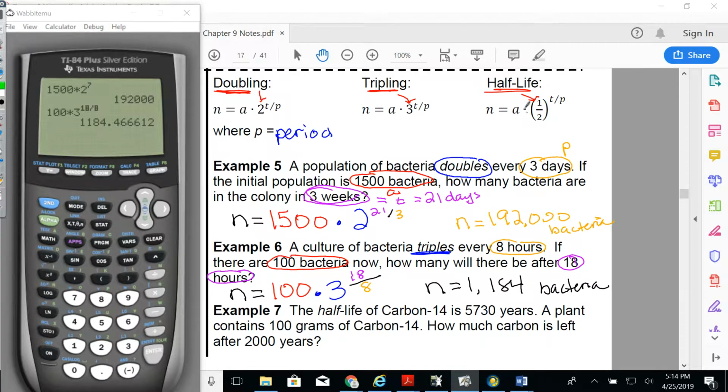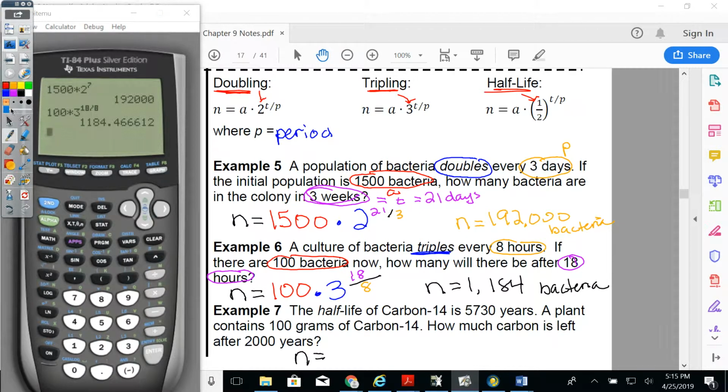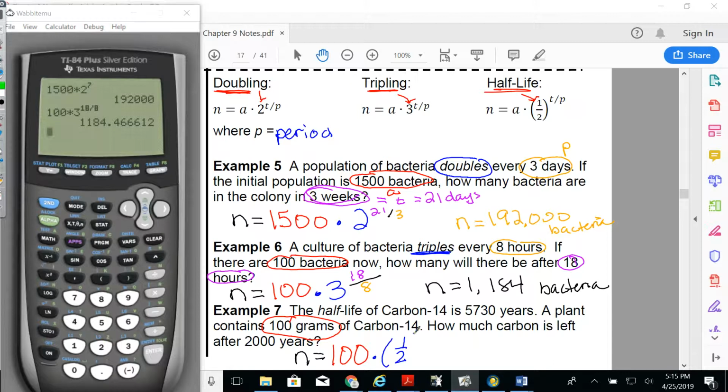Now, half-life, you see half-life in radioactive decay. If you put something out on the ground, how long does it take for the substance to reach half the amount that it started with? That's when we use half-life, for decay. Here it says the half-life of carbon-14 is 5,730 years. A plant contains 100 grams of carbon-14. How much carbon is left after 200 years? Because it says half, I know I'm going to use this one. N equals, how much did I start with? I started with 100 grams. So 100 goes here. And we're talking about half-life, so half. And the exponent, the time that I want, is 2,000 years. So we do 2,000 divided by the period, which is 5,730.